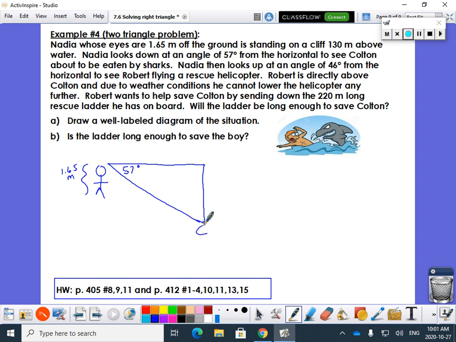So now, if this is Nadia, who is 1.65 meters tall, but then from the cliff to where Colton is in the water is another how many meters? So I'm going to say from here to here. How many? 130. Good. So from here to here, where Colton is, is this plus this. Does that make sense? So from the top of Nadia to Colton, this is the height. So where can I put this plus this on the triangle? Where does that really represent? Yep.